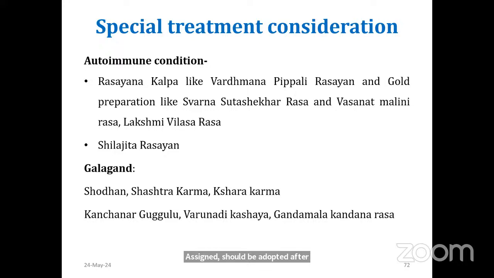and specific Rasayan should be adopted after proper Shodhan, if possible, if the patient has good bulk. In the Galaganda condition, Shodhan, Shastra Karma, and Kshar Karma is the treatment principle. So, according to the condition, we have to advise surgery, or we can perform Kshar Karma, or we can advise Shodhan, Vaman or Virechan, etc. And drugs like Kanchanar Guggulu, Varunadi Kashayam, Gandamala Kandana can be given. Next.